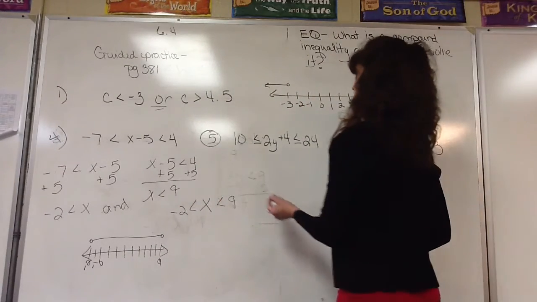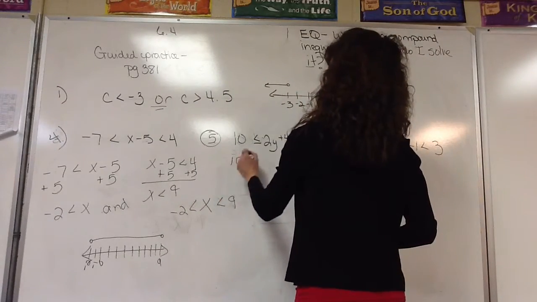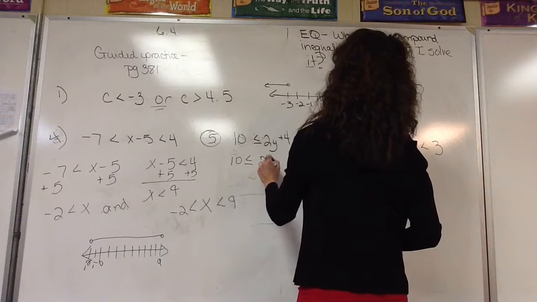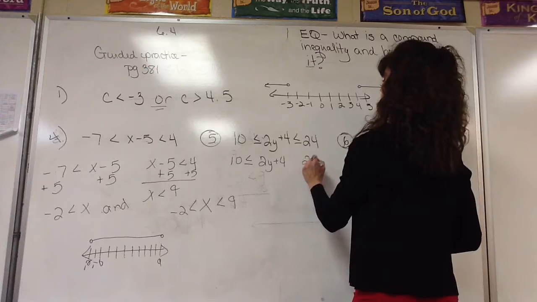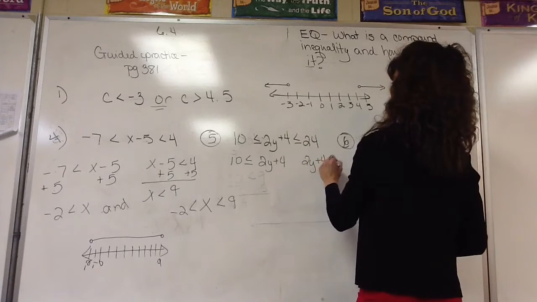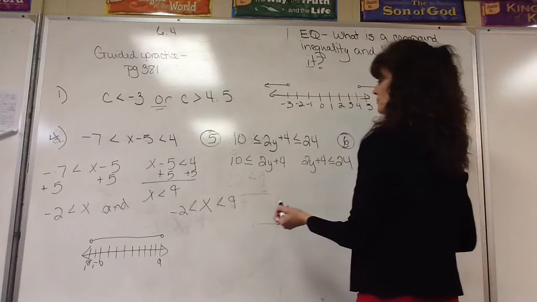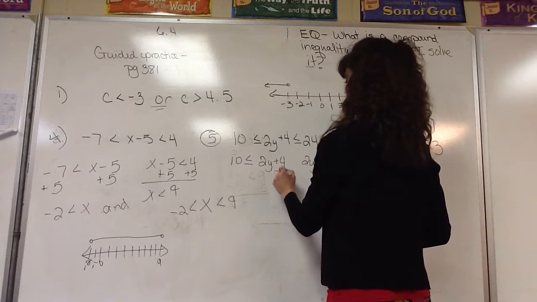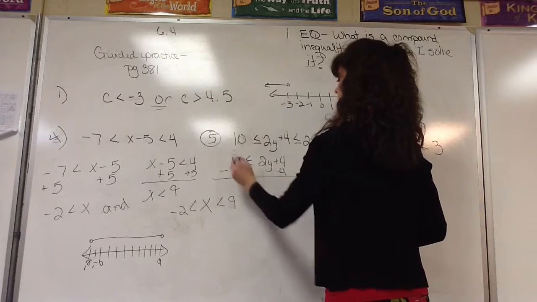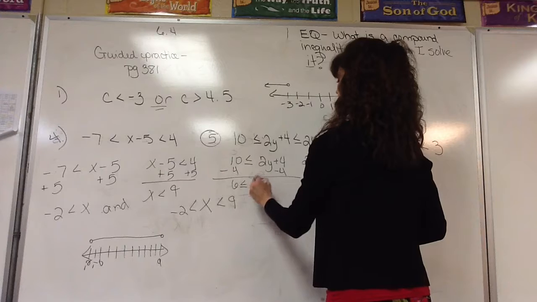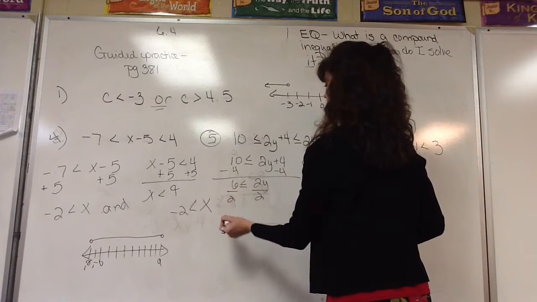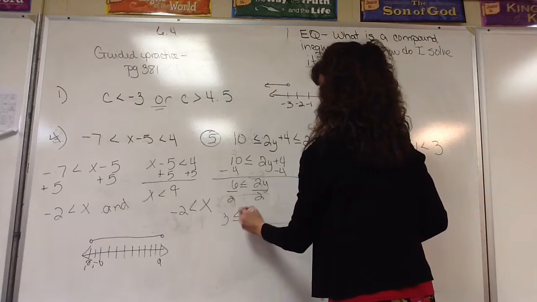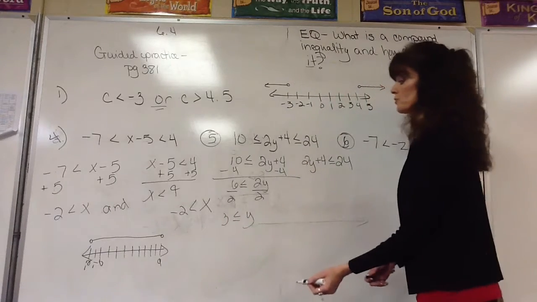Okay, all right, same thing here. 10 is less than or equal to 2y plus 4, and then 2y plus 4 is less than or equal to 24. So now we're going to solve each one. I'm going to subtract 4 from both sides. 6, erase that part. Divide both sides by 2, would be 3. So y is greater than or equal to 3.